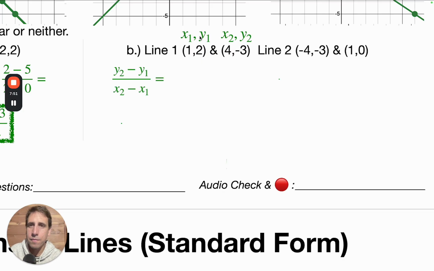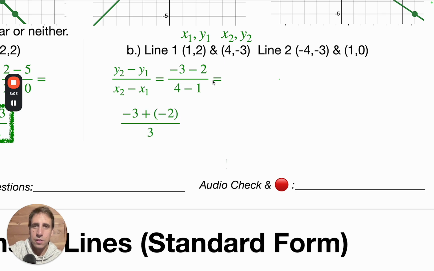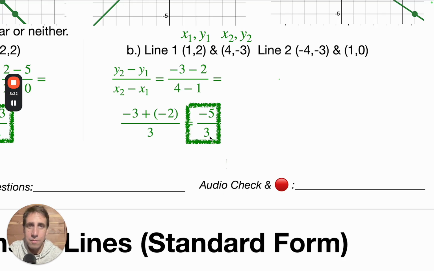y2 minus y1 over x2 minus x1. Write out that formula. -3 minus 2 over 4 minus 1. I think I'm going to need to change this to addition here. -3 plus -2. And then 4 minus 1 is 3. So when I'm adding, I have the same sign, so I'm going to add the 3 and the 2 to get 5, and keep the negative. -5 over 3. Great.